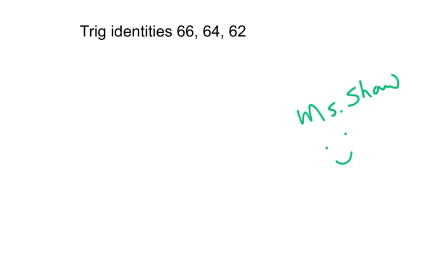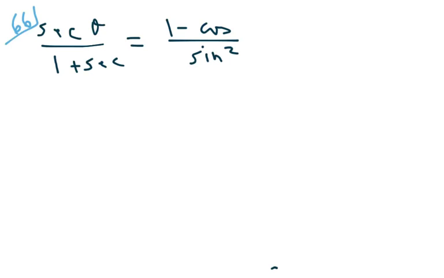Here's another set. We're going to do 66, 64, and 62. 62 is interesting, so that one's going to be the last one on this set. So we start with 66, and we want to establish that this side looks like this side.